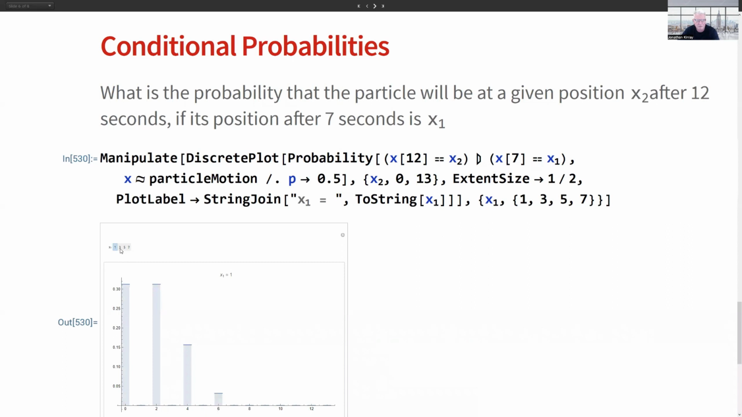If our initial starting point is not 1, but 3 at time t equals 7, then the whole distribution is shifted to the right. There's now a non-zero probability of exceeding the level of 6 at time t equals 12. And as x1 increases from 3 to 5 and from 5 to 7, again, the distribution shifts further to the right. So there's now a non-zero probability of reaching a level of 12 or more after 12 time intervals.